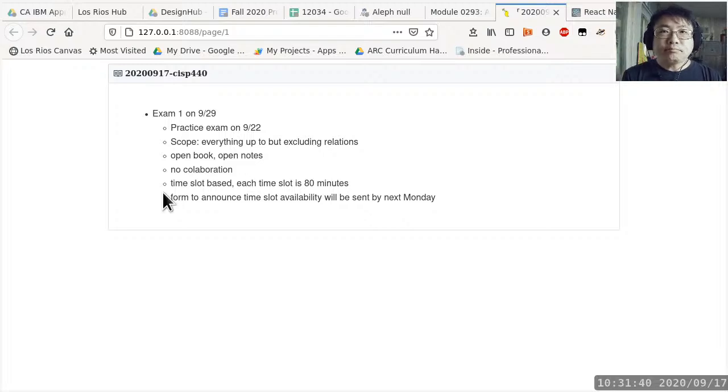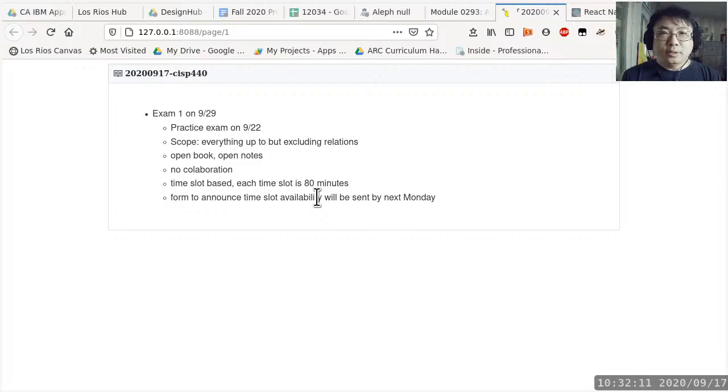And it's also going to be time slot based. Each time slot is the same length as the lecture. So basically, depending on which time slot people sign up for, they get exactly that 80 minutes to do the exam. There won't be any extension of time. I will share a document that has the questions, and you type your answer within the Google document that I share with you.